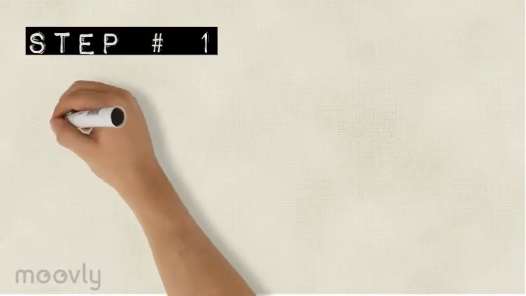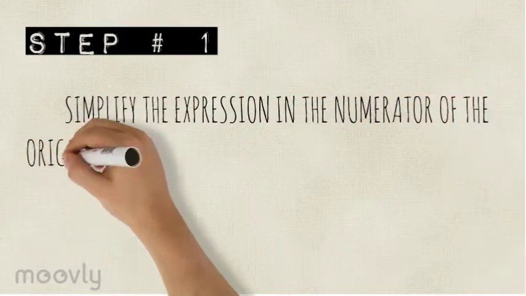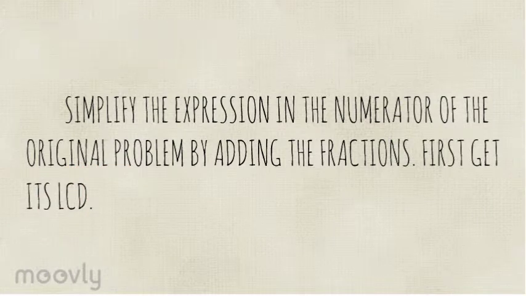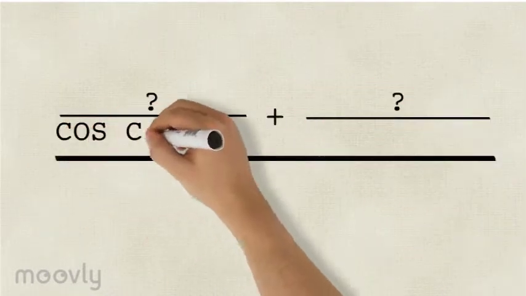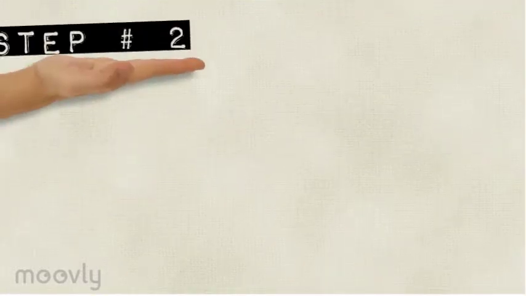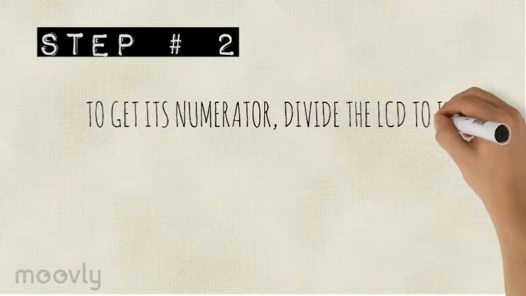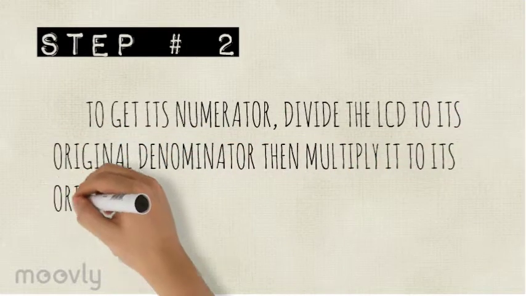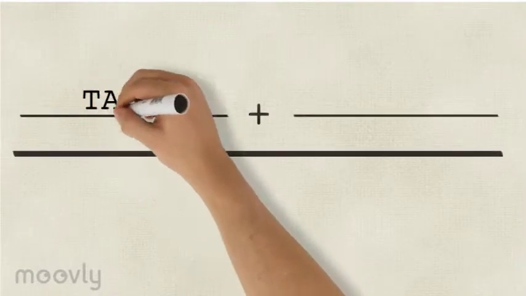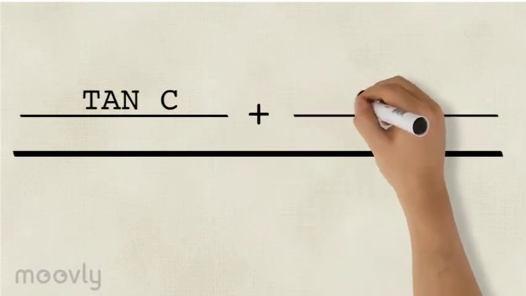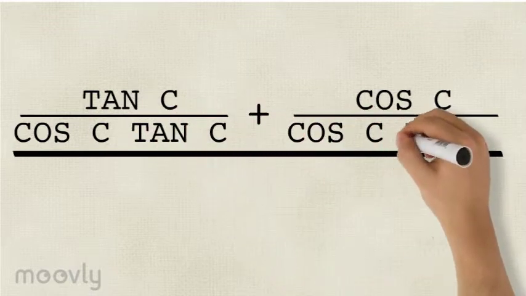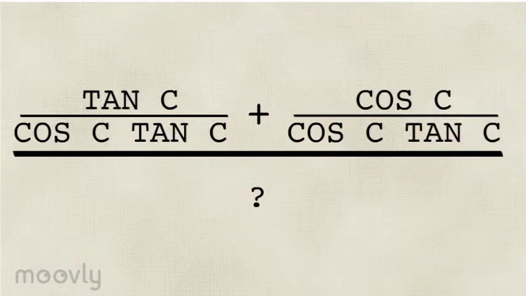Step 1. Simplify the expression in the numerator of the original problem by adding the fractions. First, get its LCD, where cosine C times tan C. Step 2. To get its numerator, divide the LCD by its original denominator, then multiply it by its original numerator, where cosine C tan C divided by cosine C times 1 equals tan C. Do the same procedure on the other fraction and the answer is cosine C.